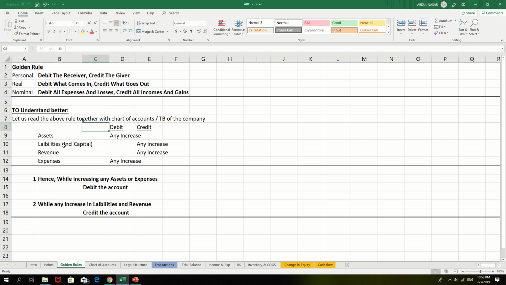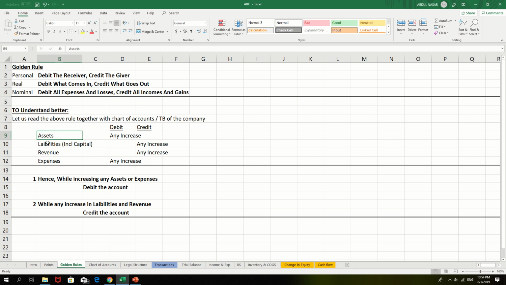Okay, now here, in accounting there are 4 categories, mainly assets, liabilities including capital, revenue, and expenses. So first of all, we need to create a chart of accounts for a company. What is a chart of accounts? A chart of accounts means the record of accounts. Whatever the company's requirements, we have to maintain a series of accounts. That is what is called the chart of accounts.